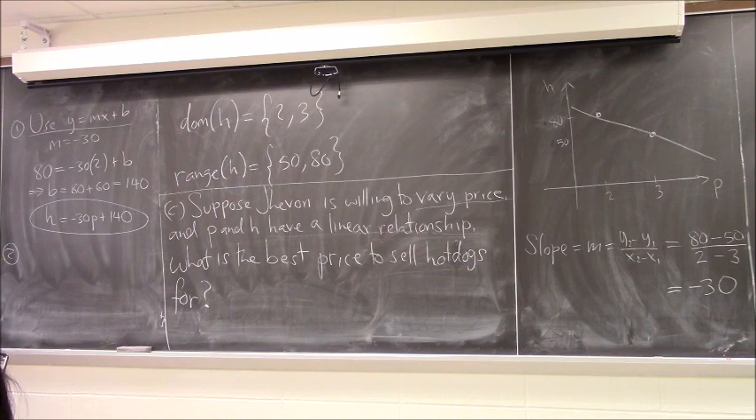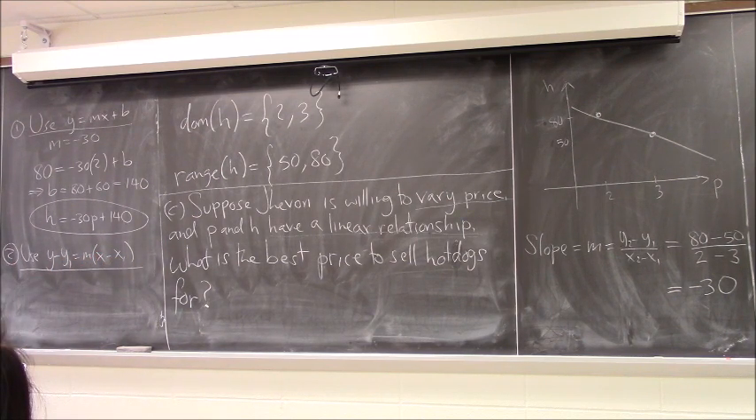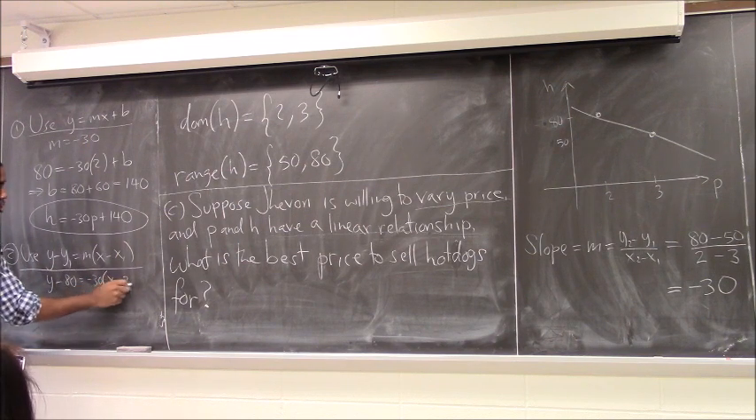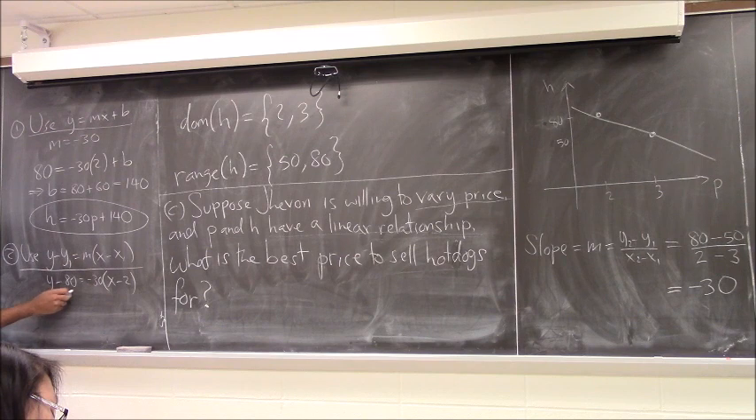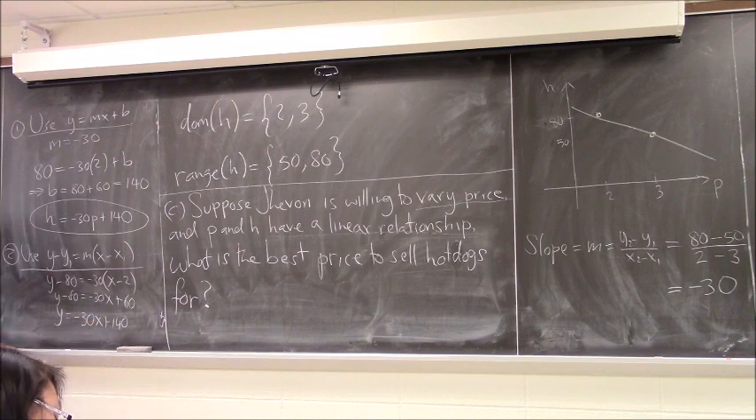Another way, which in most contexts actually I would think is nicer, is another formula equivalent to this one: y minus y1 equals m times x minus x1. Then you plug in all the numbers at once. So you have y minus 80 equals minus 30 times x minus 2, which gives y minus 80 equals minus 30x plus 60. Then you add 80 to both sides, you get y equals minus 30x plus 140. You get the answer right away, which is the same as that.